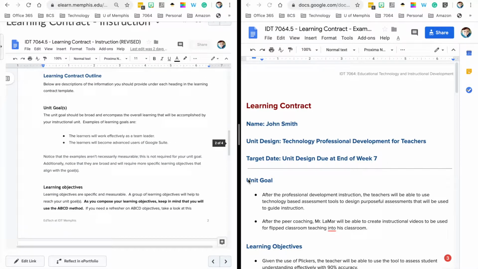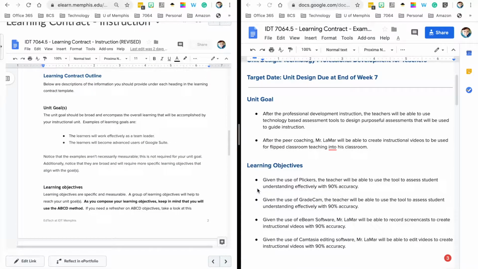The first thing we start with is your unit goal, and this is something that's very broad and overall. Some of the examples we've given you are: the learners will work effectively as a team leader, and the learners will become advanced users of Google Suite. So this could be something if you were giving professional development or instruction on how to use Google Suite, then that's just a very broad unit goal for that topic.